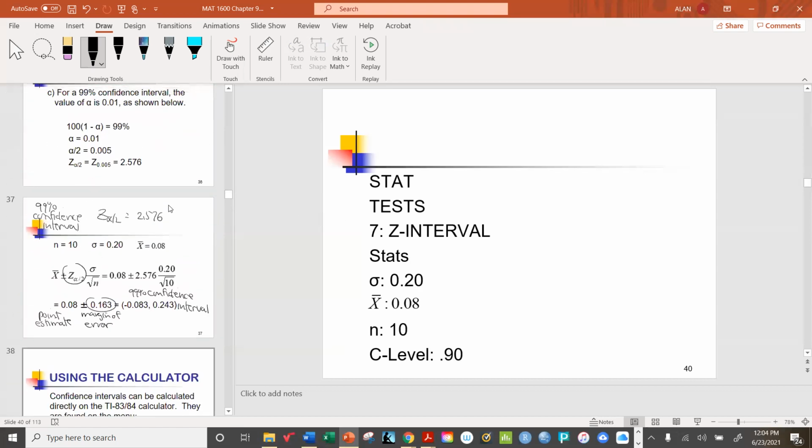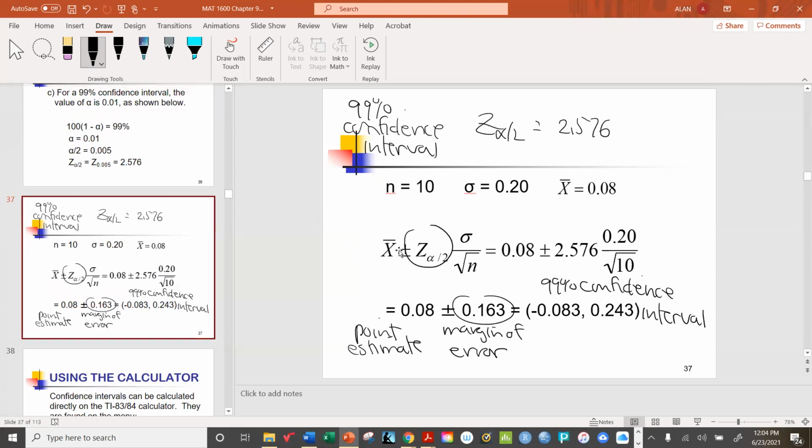But this is what it was doing. In other words, it was just basically preventing you from having to go through all these steps, but it did exactly what we did here. It created the point estimate, it created a margin of error, it looked up the z-score for you, and then it plugged them in and came up with this result.